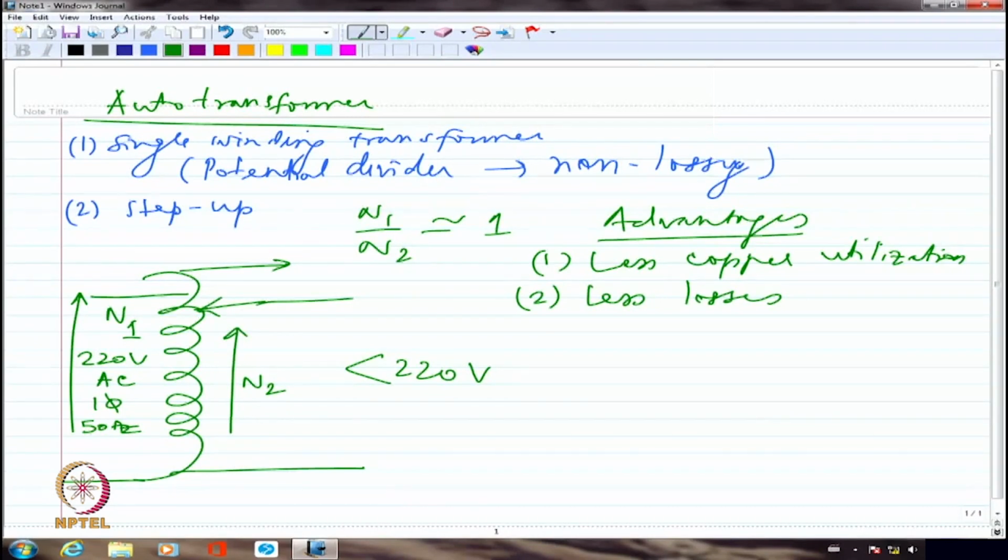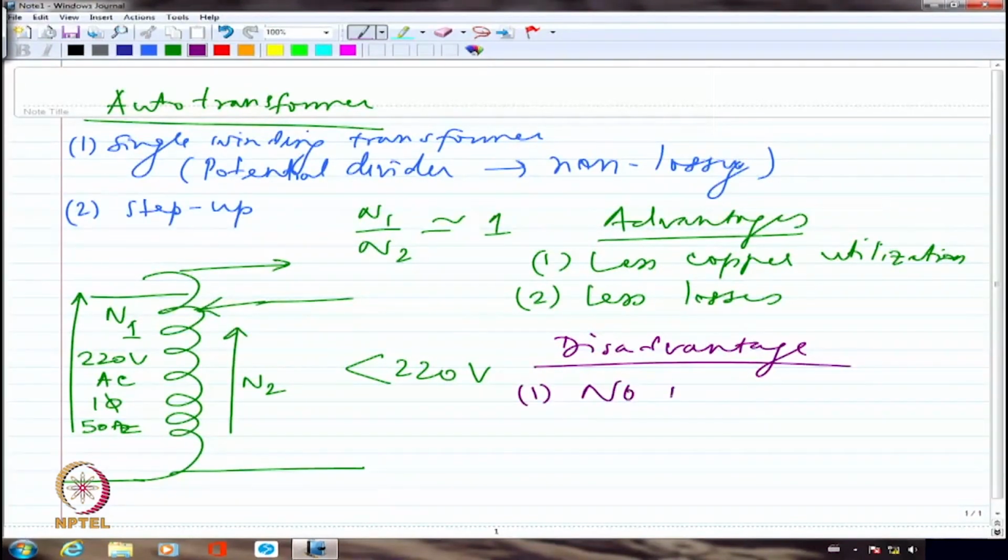So the advantages we said already. Definitely there should be disadvantages, otherwise we will not be using two winding transformer at all. So the major disadvantage of an auto transformer is no isolation. There is no isolation at all between the primary and secondary. Essentially both of them are electrically connected, or I would say the ground is common to both the primary side and secondary side.